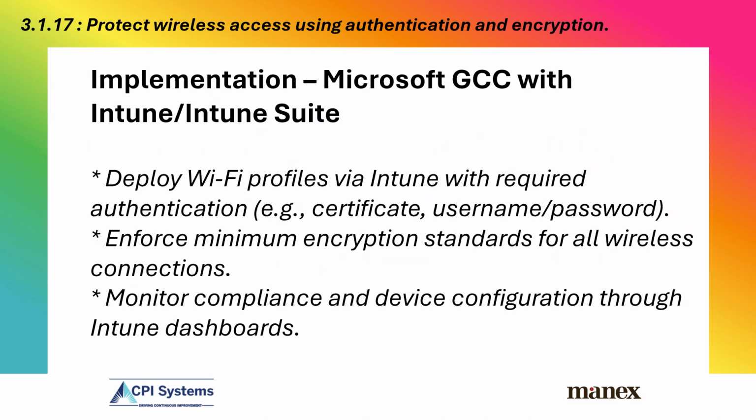Okay, so how do we implement this control with Microsoft Government Community Cloud and Intune or Intune Suite? We deploy Wi-Fi profiles by way of Intune with the required authentication. Authentication means the certificate, username, password. We enforce minimum encryption standards for all wireless connections. And we monitor compliance and device configuration through Intune dashboards. Remember, Intune in Microsoft GCC can automate deployment of secure Wi-Fi configurations. It also enforces encryption and ensures only properly authenticated devices access the network.